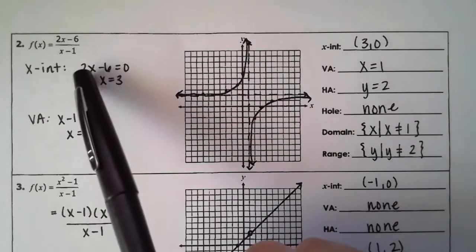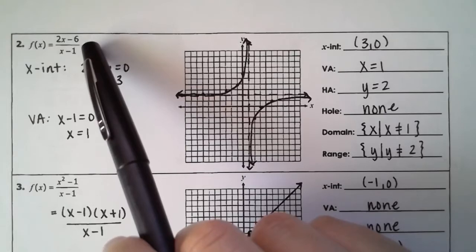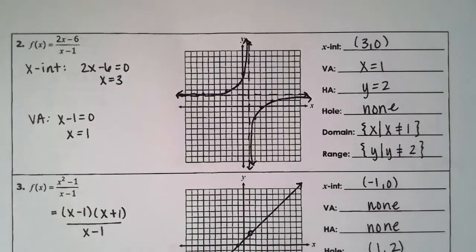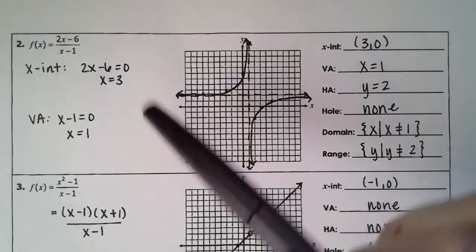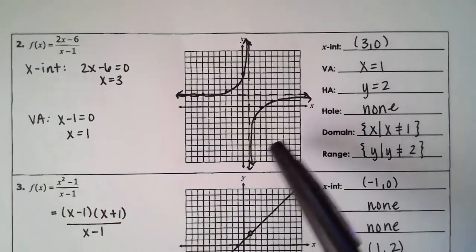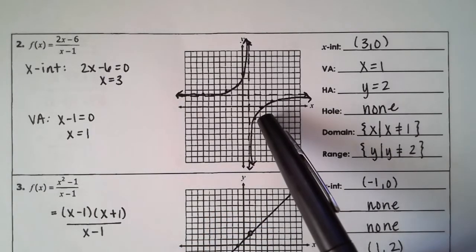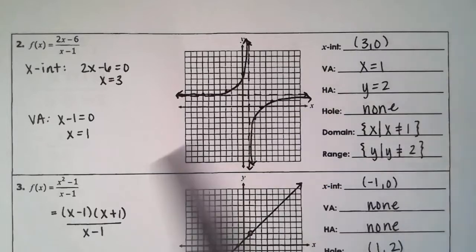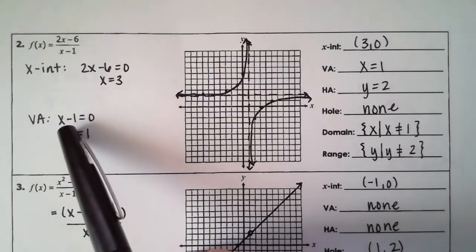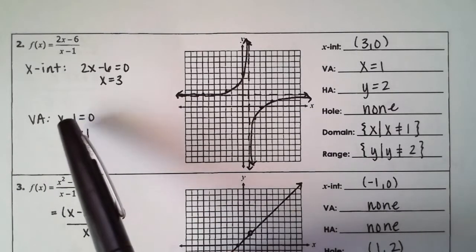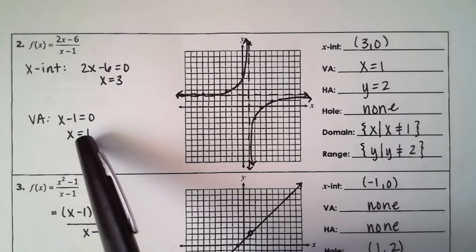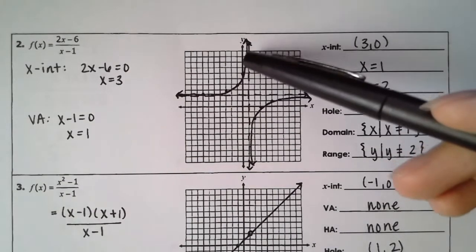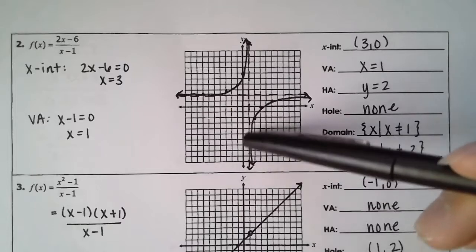So let's find our x-intercepts. We'll set the numerator equal to 0. When I do that, I find that x is equal to positive 3. So I'm going to have a point at 3. For my vertical asymptote, I'll set the denominator equal to 0. So x minus 1 is equal to 0, so I get x is equal to 1. So I'm going to have this dashed line going like this, right?